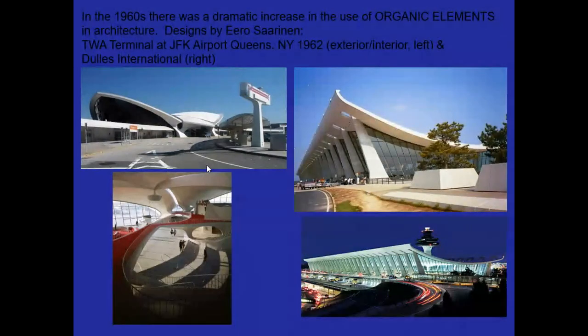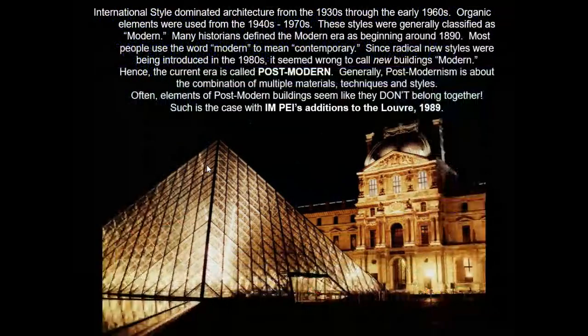As we move into the 60s, into the 70s, more and more organic shapes start to find their way into architecture and design in general, and you start to see things that look almost like they could take off into space, which seems appropriate for designs like these for airports.